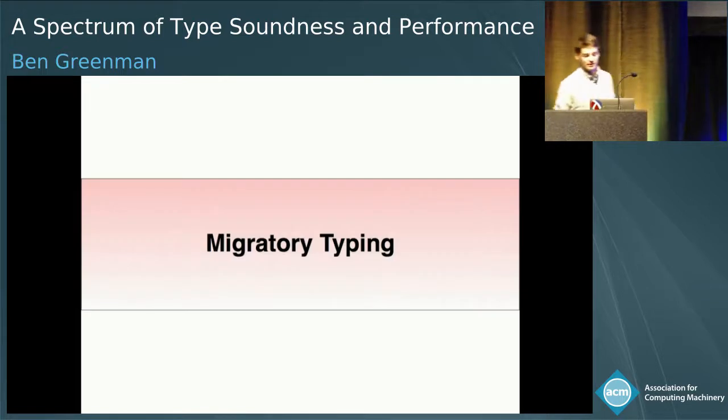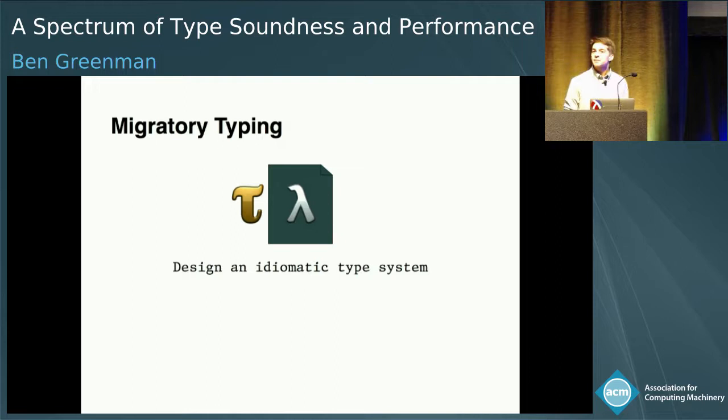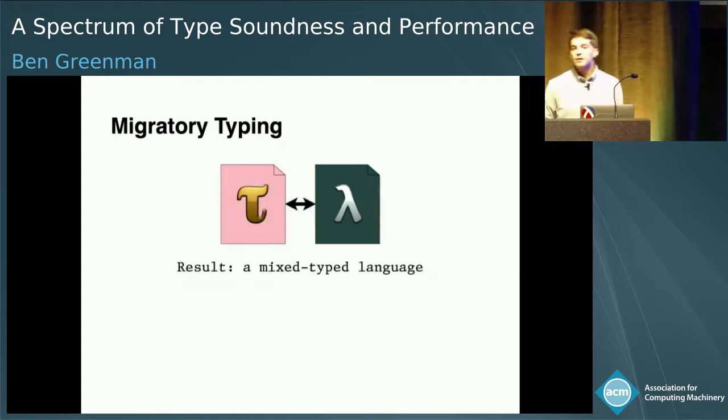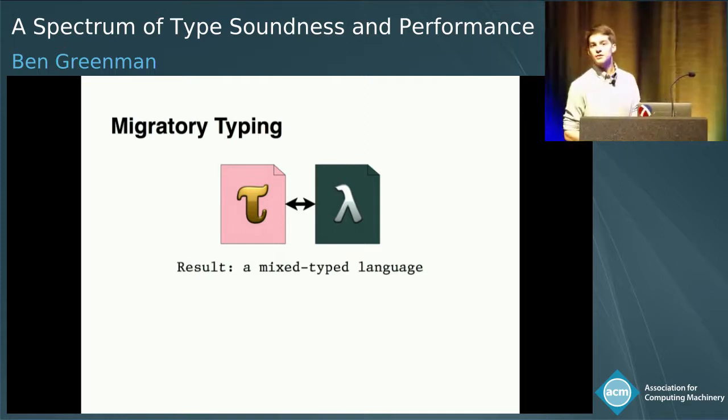Okay, so migratory typing. What I'm interested in is migratory typing, which is the idea of starting with an existing dynamically typed language, designing an idiomatic type system to reason about the programs written in that language, and then ending up at two languages side by side. On the left, we have a typed language where every program is statically typed. And on the right, we have the existing untyped language. And there's an arrow between these two because I expect that they can interact and share values back and forth.